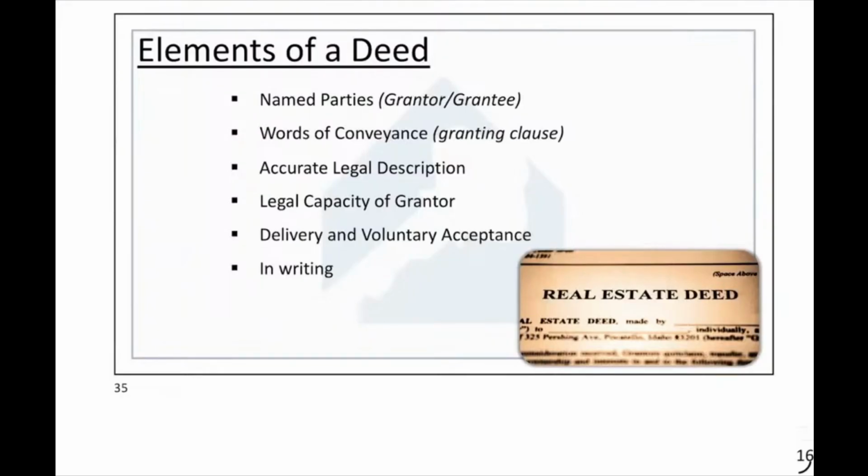Well, now that you want to give it away voluntarily, I don't know if that's even a word, you are choosing to give it to somebody else. That's when you are going to use a deed. A deed transfers property and it must be in writing. Why? Because of the statute of frauds.